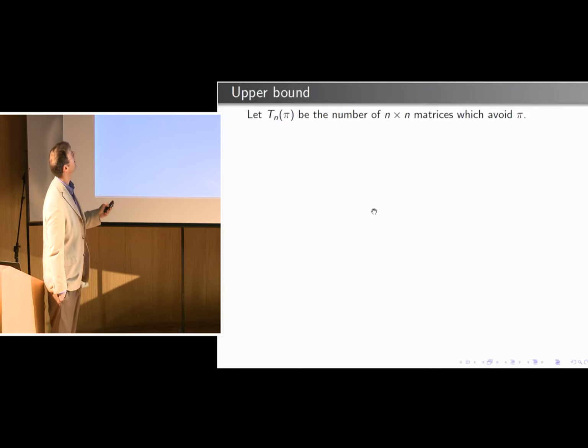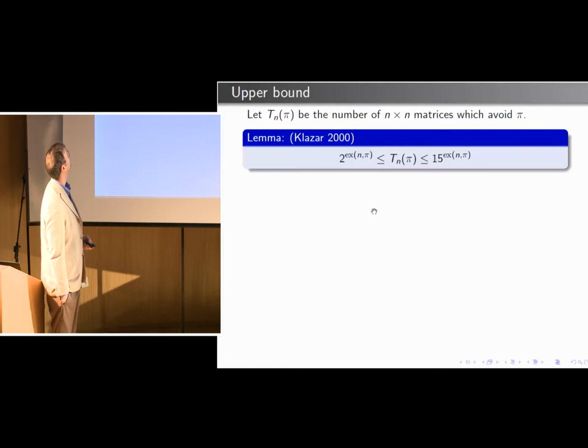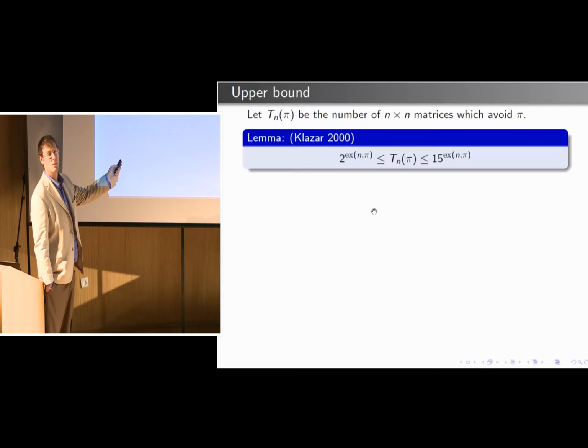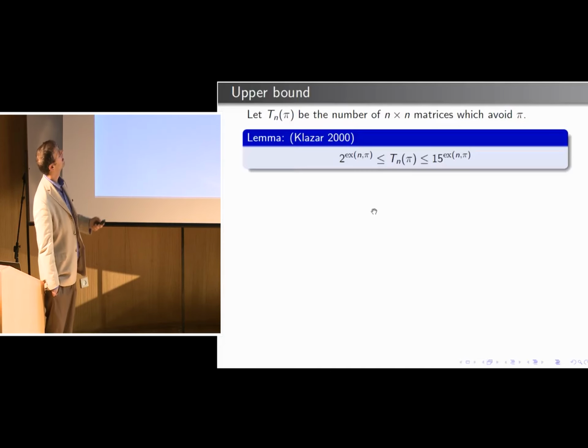So we're going to let Tn pi be the number of n by n matrices which avoid pi. Now here's a nice result of Clauser. It's a simple lemma. Tn pi is at least exponential in this extremal number, the number of ones you can fill an n by n matrix without having pi. And it's at most some other exponential in this extremal number. So the lower bound's very simple. If you have these one entries in some matrix that avoids pi, well, you could switch them to 0. So you have two choices for each of these entries, and you have at least 2 to the extremal number of n pi choices. The upper bound is a little bit more clever using this interval minor idea.